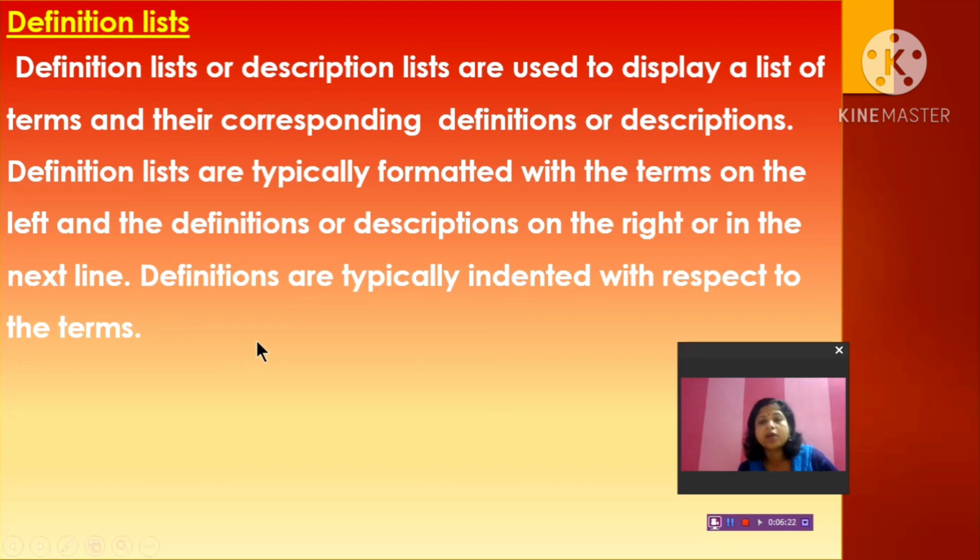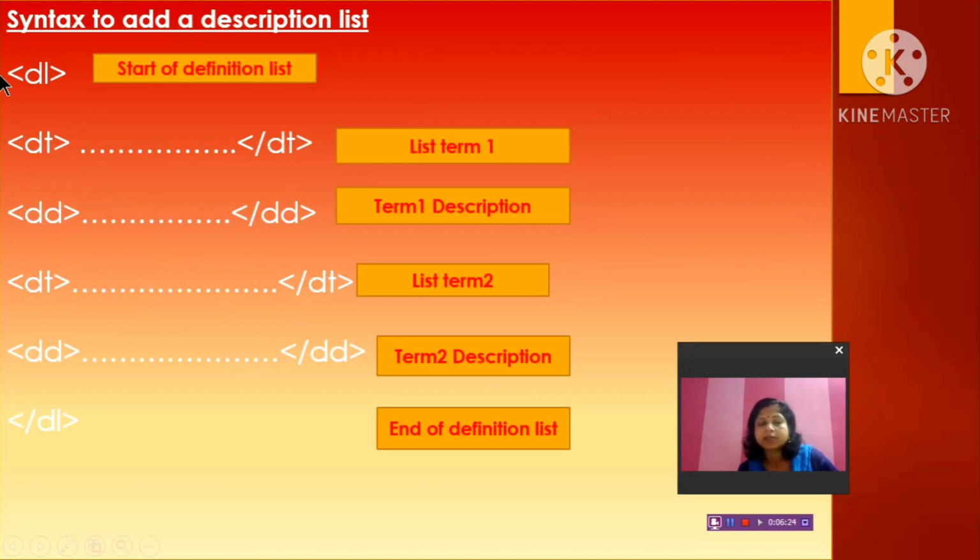So how will a definition list be written? OL stands for ordered list, UL stands for unordered list, and for the definition list we use DL. Here there is no LI. Instead of LI, we'll use DT. DT is the list term, sometimes called the definition term. Then DD, the definition description. And again another DT, then another DD. This way you can give a term and its description, a term and its description. Lastly we will close with the DL tag.